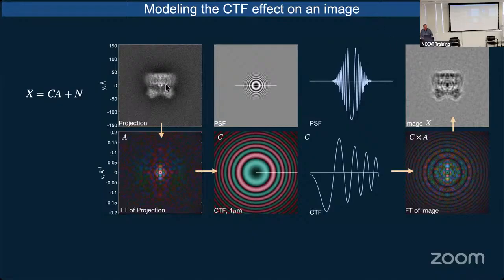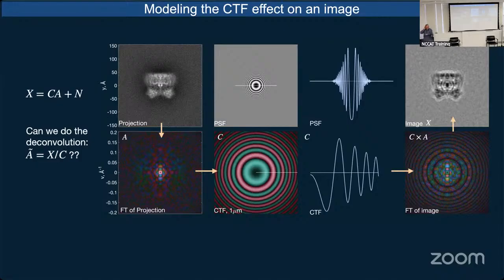Okay, so this is what happens to a particle image. And so we can say that the image that we get is the original object, which I'm going to call A, multiplied by the CTF, C, and it has noise added to it. So this is my model for what an image looks like.